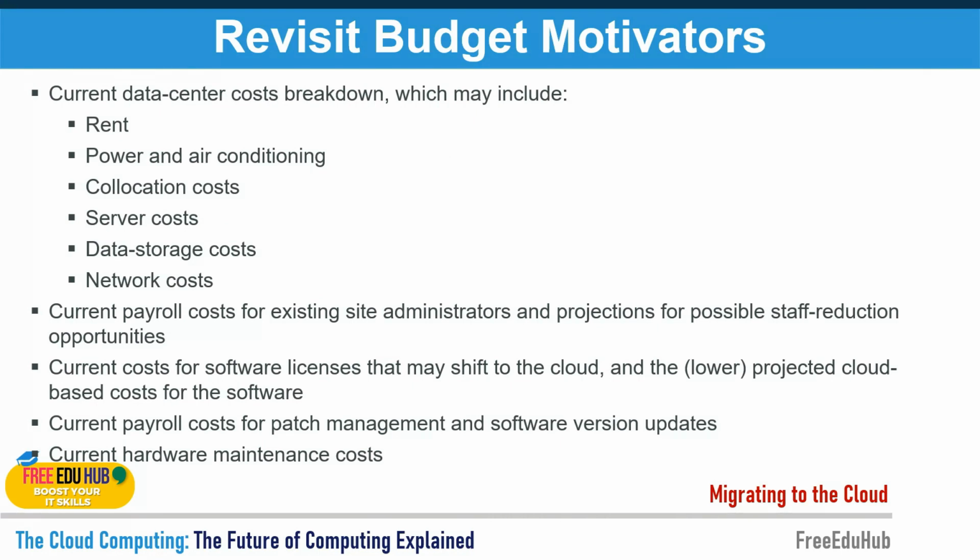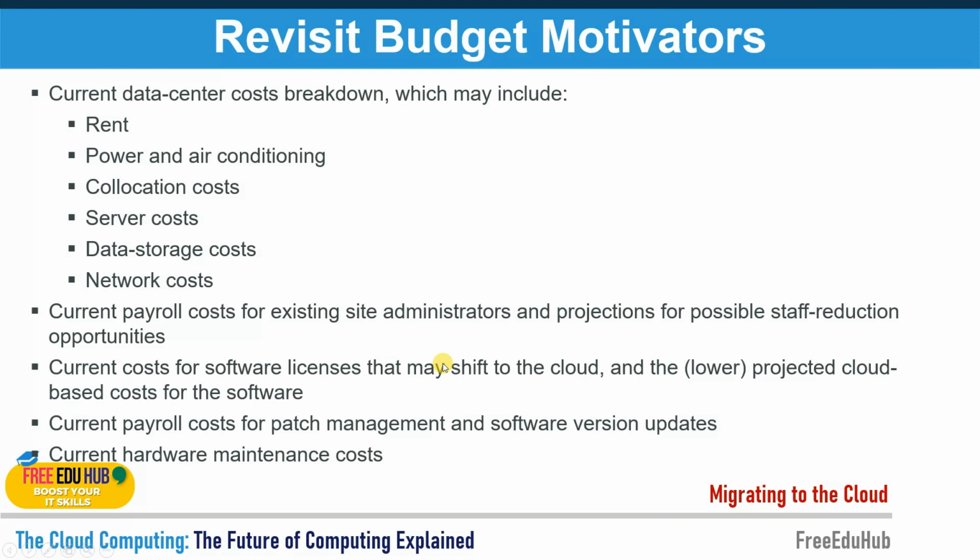Now revisit the budget motivators. For example, current data center cost breakdown, which may include the on-premises data center, how much rent you are paying, the power and air conditioning cost, co-location cost, server cost, data storage cost, network cost, and other things like payroll cost for existing site administrators, their projection, if any possible reduction or opportunities are required, or the training that you are providing them, how much money you are spending on it, current cost of the software licensing, any sort of VMware, Microsoft, or database licensing that you are using.